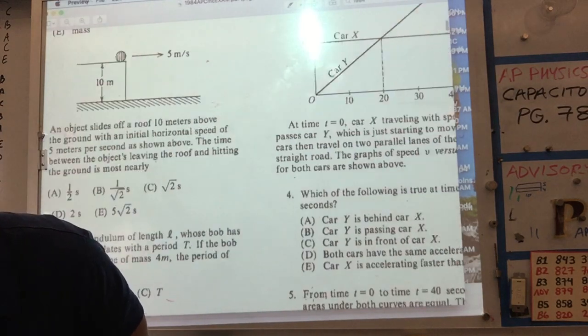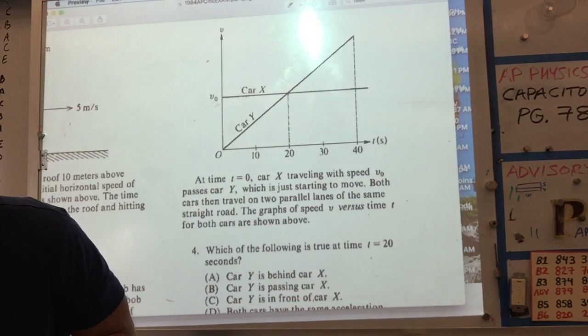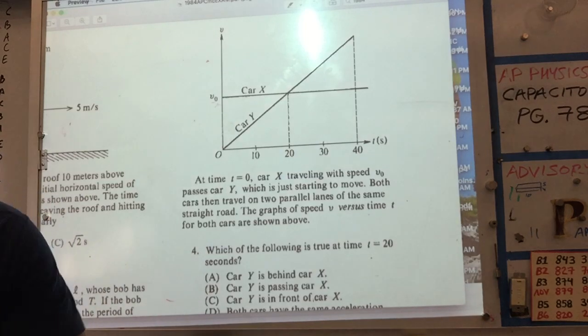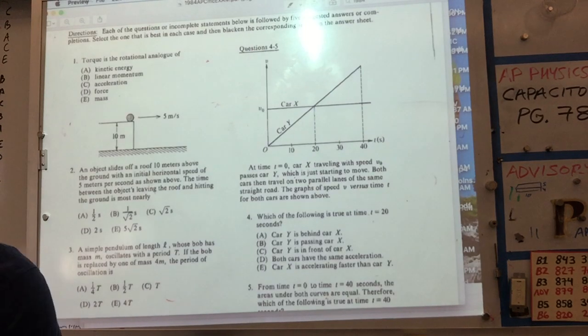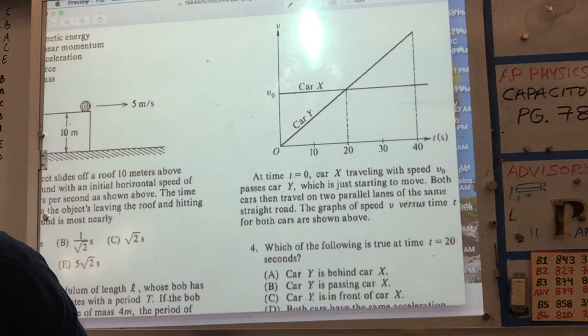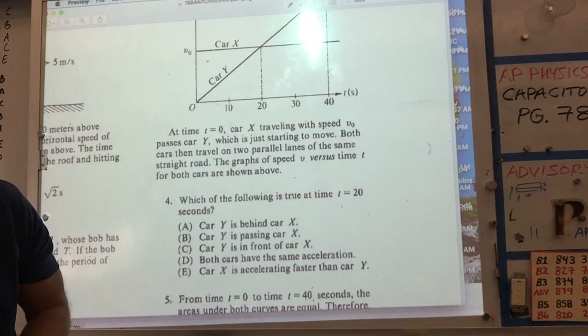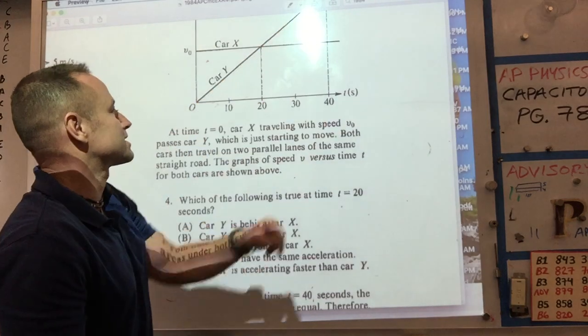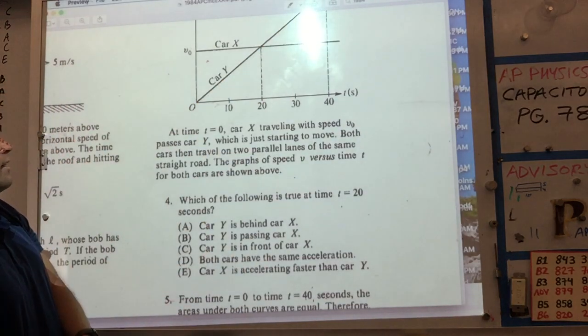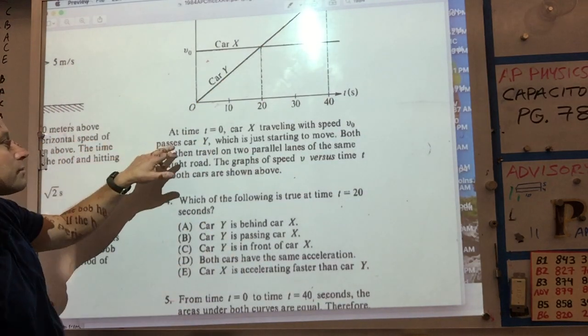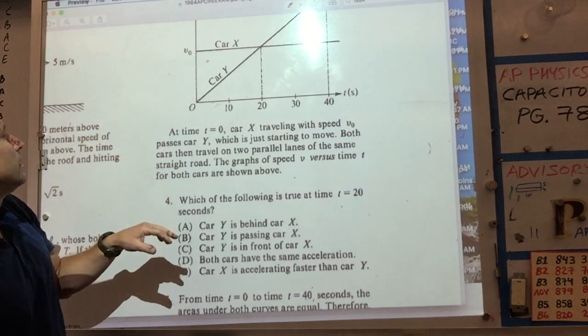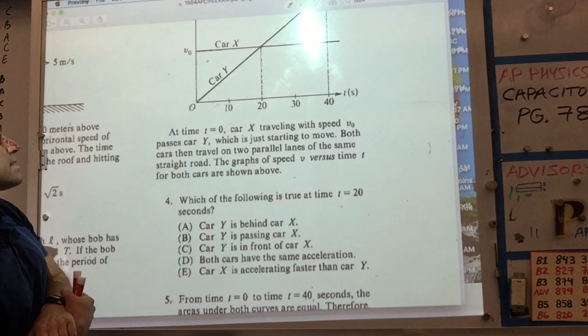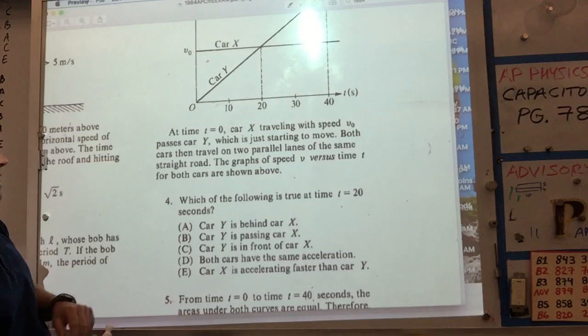All right, looks like we got a little motion graph over here, a couple cars. Time t equals 0, car X is traveling a certain speed. It just goes constant speed. Car Y is just constant acceleration. They pass each other here at t equals 0. Both cars travel in 2 parallel lanes on the same straight road. And there's the graphs.